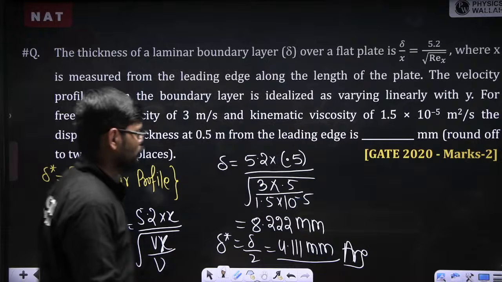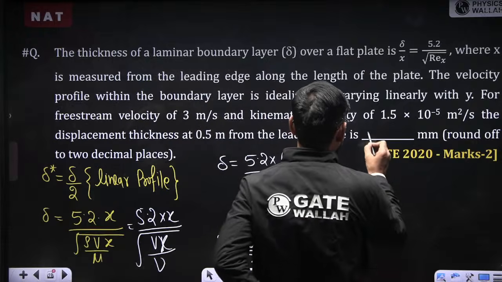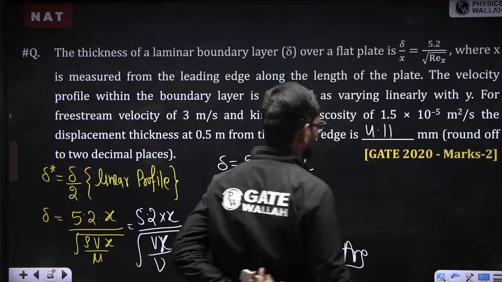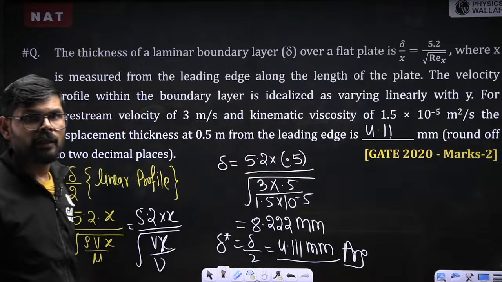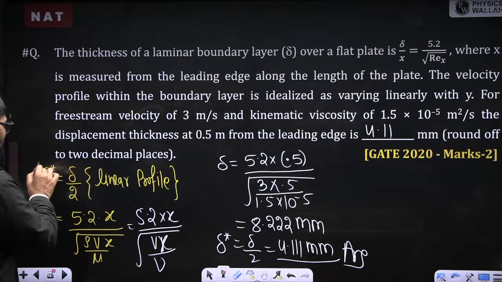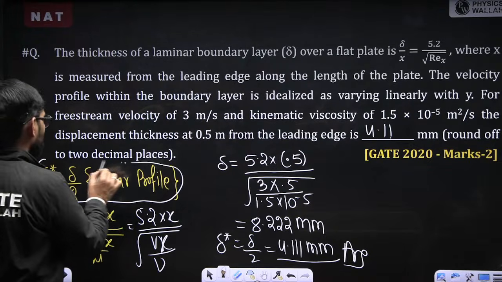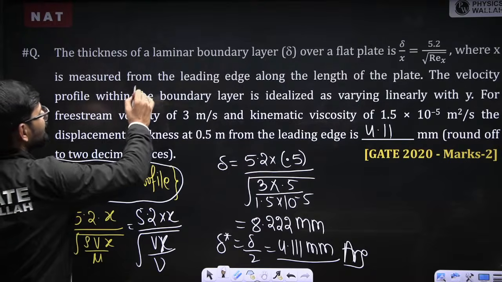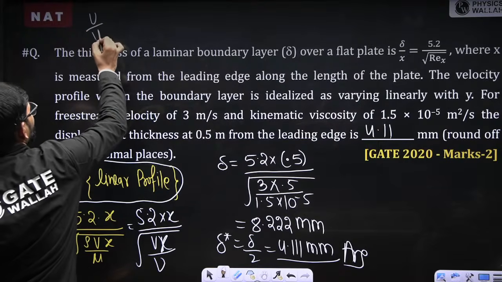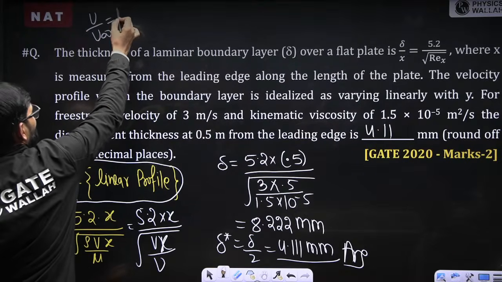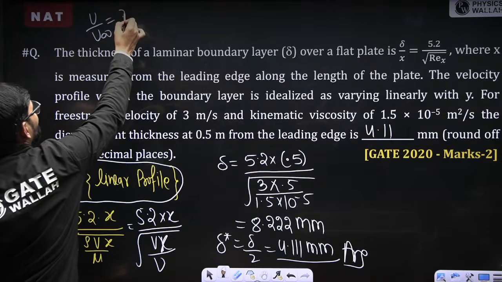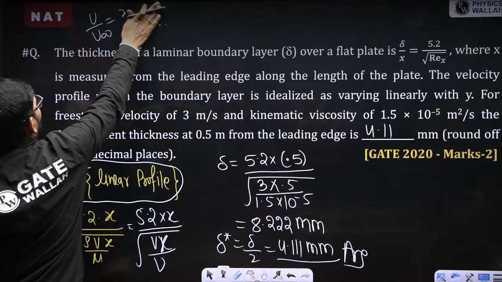So 4 point, rounded to 2 decimals, 4.11. This part should be clear, because here the velocity profile is linear, so u by u infinity is equal to y by delta.